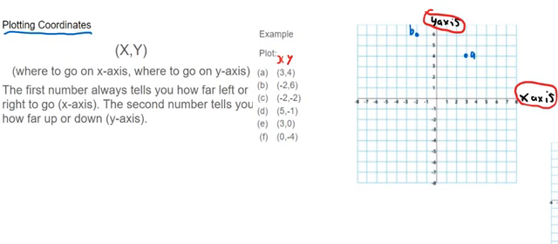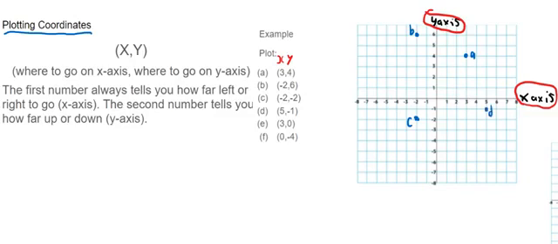Point C is minus 2, minus 2. So I'm going to minus 2 on the x-axis, which is here, and minus 2 on the y-axis, which is here. And I'm going to put a point where those two meet in the middle, which is there. So that's point C. Point D is 5, minus 1, so I'm going to go to 5 on the x-axis and down to minus 1 on the y-axis, which is there.